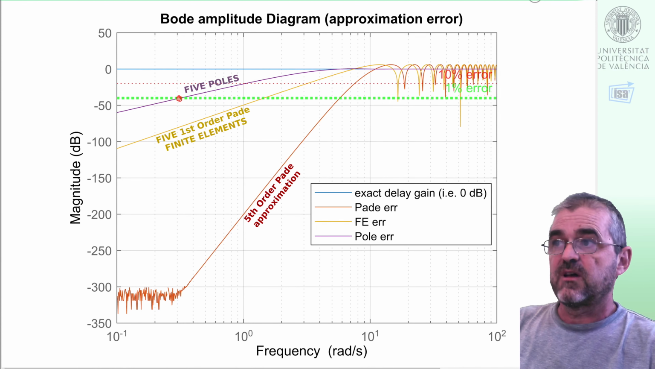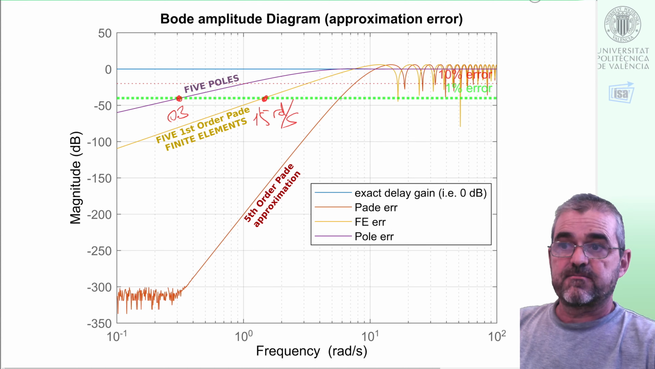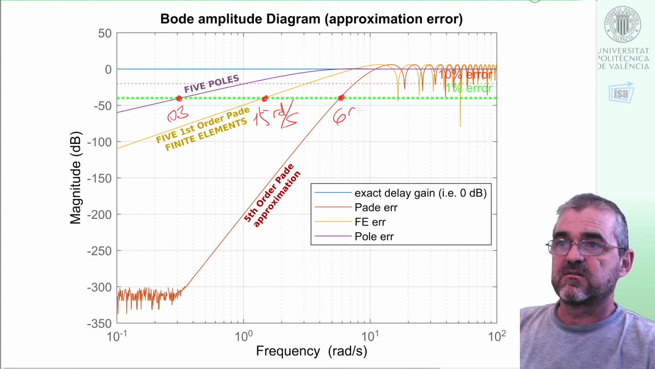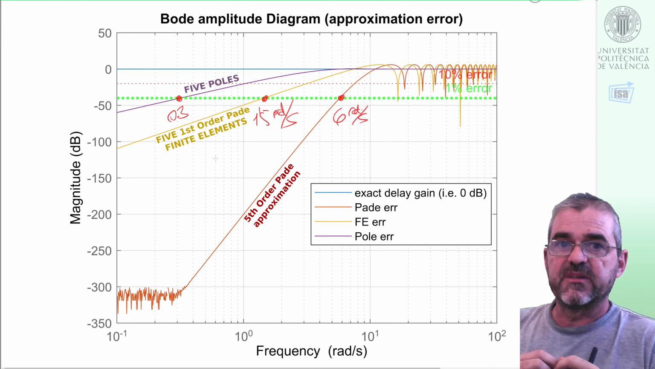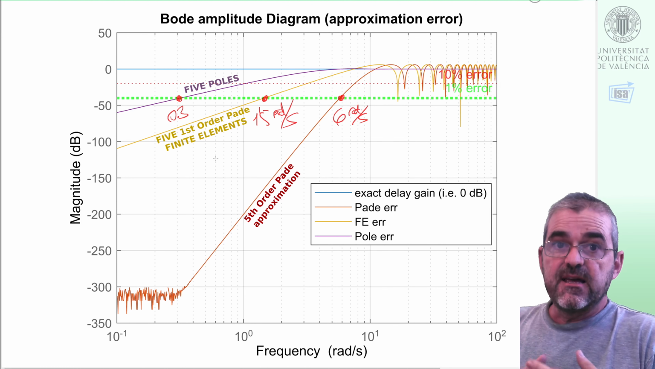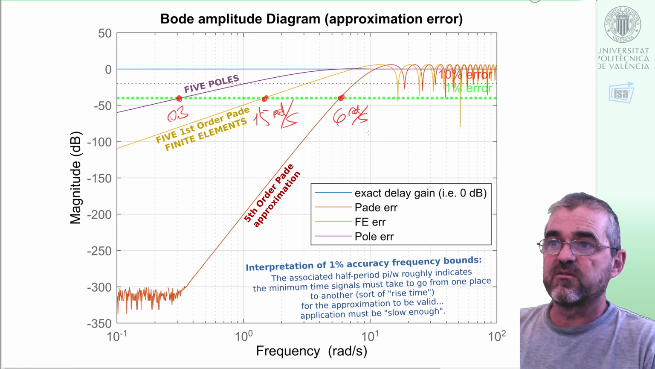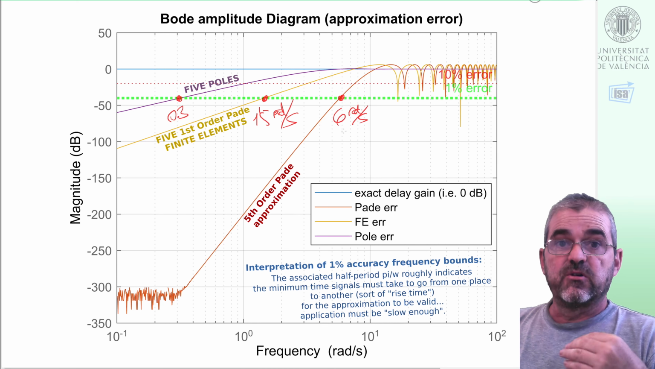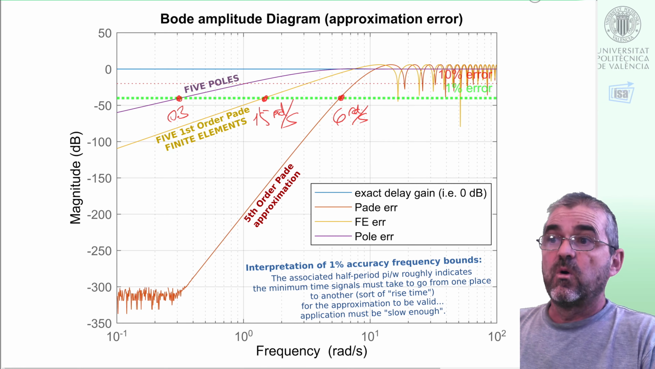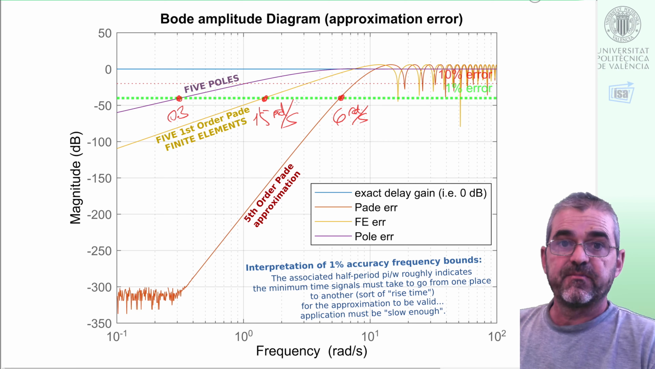So as we can see, the first approximates up to, let's say, 0.3 radians per second with less than 1% error. This finite element approximates to 1.5 radians per second, and this Padé order 5 approximates to 6 radians per second. What does that mean? Well, in robust Nyquist control it means something, but for the moment we can understand in lay terms these bandwidth numbers as a sort of half period. Say for instance the half period of this 6 is pi over 6, so it's half a second. So it means that if signals go from one place to another in half a second or more time, a longer half period, then our red Padé approximation will be 99% accurate.